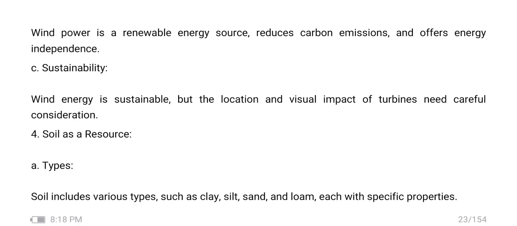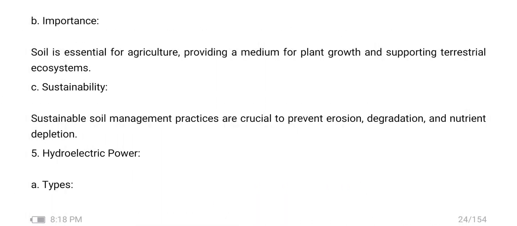Importance: wind power is a renewable energy source, reduces carbon emissions, and offers energy independence. Then sustainability: wind energy is sustainable, but the location and visual impact of turbines need careful consideration. Soil as a resource: soil includes various types such as clay, silt, sand, and loam, each with specific properties. Importance: soil is essential for agriculture, providing a medium for plant growth and supporting terrestrial ecosystems.